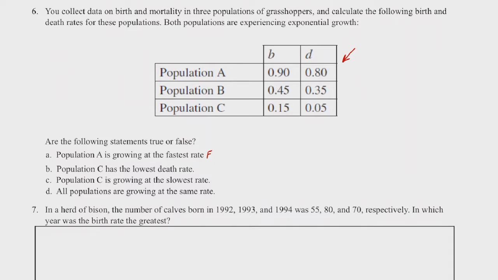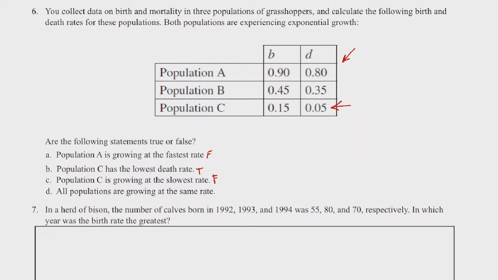We see here 0.05 is lower than 0.8 or 0.35, so that's true. C is growing at the slowest rate. That's actually false. The death rate is the lowest, and just because the birth rate is the lowest doesn't actually mean that it's growing the slowest.